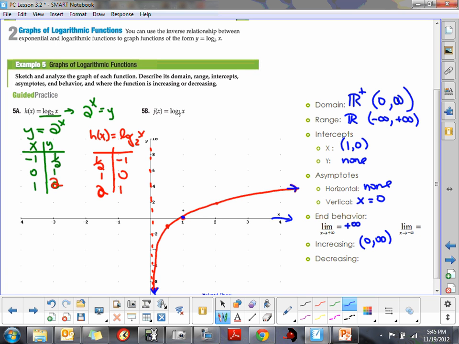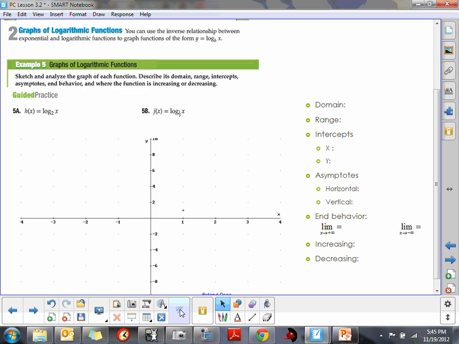And is it ever decreasing? Nope. So what interval? None. So that's our first graph. When I clear that off, we'll go to our second graph.